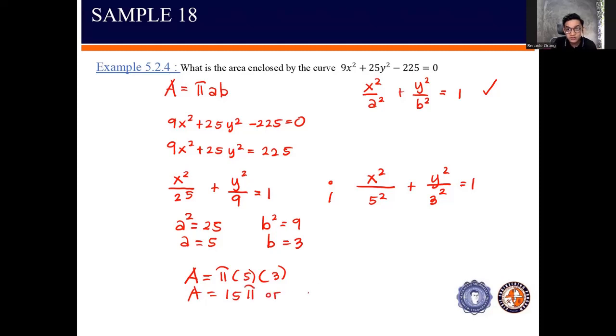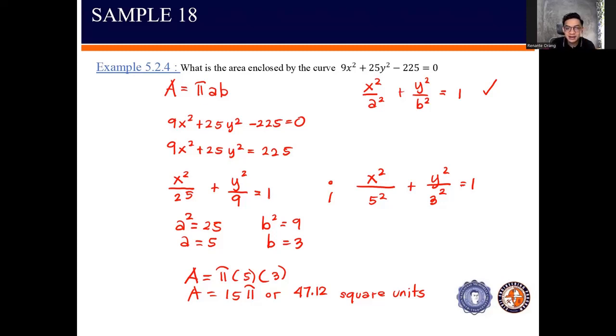that is, pag i-convert mo, pag pi is 3.1415, etc., that is 47.12 pag 2 decimal places. And take note to put a square unit na sign, square unit. And square units kasi area tayo. So the answer is 15 pi or 47.12 square units. So ganyan lang in determining your area.